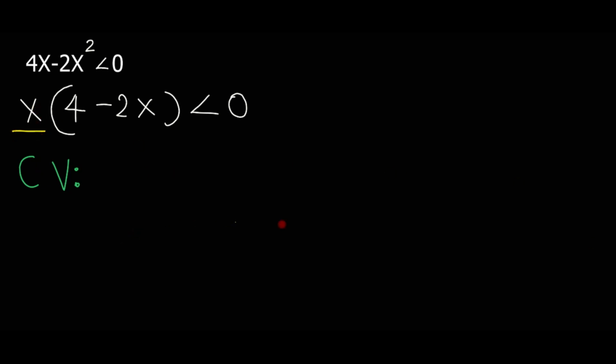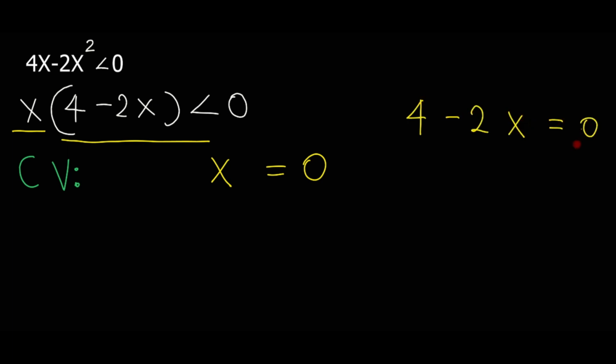This x is equal to 0. So x is equals to 0. So it means I solve because it's already solved in this way. So our critical value here x is equals to 0. And then now we are on this one. Our 4 minus 2x is equals to 0.